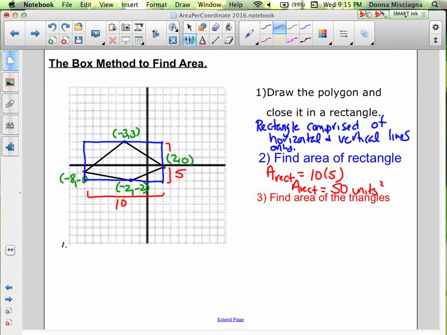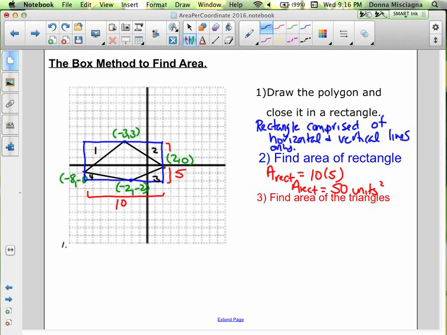Now third, we're going to find the area of the triangles. Notice we have some triangles. We have a triangle here, a triangle here, a triangle here, and a triangle here. Those triangles represent the space between the rectangle that you've just found the area of and the polygon which you'd like to find the area of.